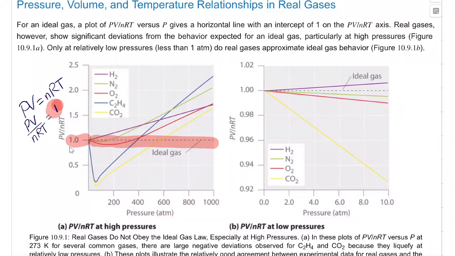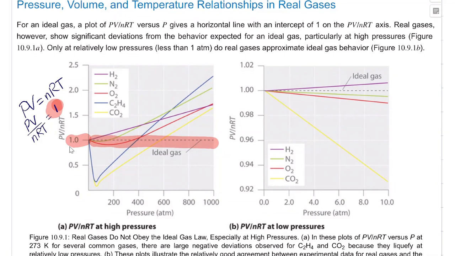So if you were an ideal gas, no matter what the pressure was, look at that x-axis. This is crazy. Those are atmospheres. 0, 200, 400, 600, 800, 1,000 atmospheres. Can you imagine how big that pressure is? Normal pressure is 1 atmosphere, right? So these pressures are tremendously large. But if a gas was ideal, no matter what the pressure was, if you divide PV by nRT, you have to get 1.